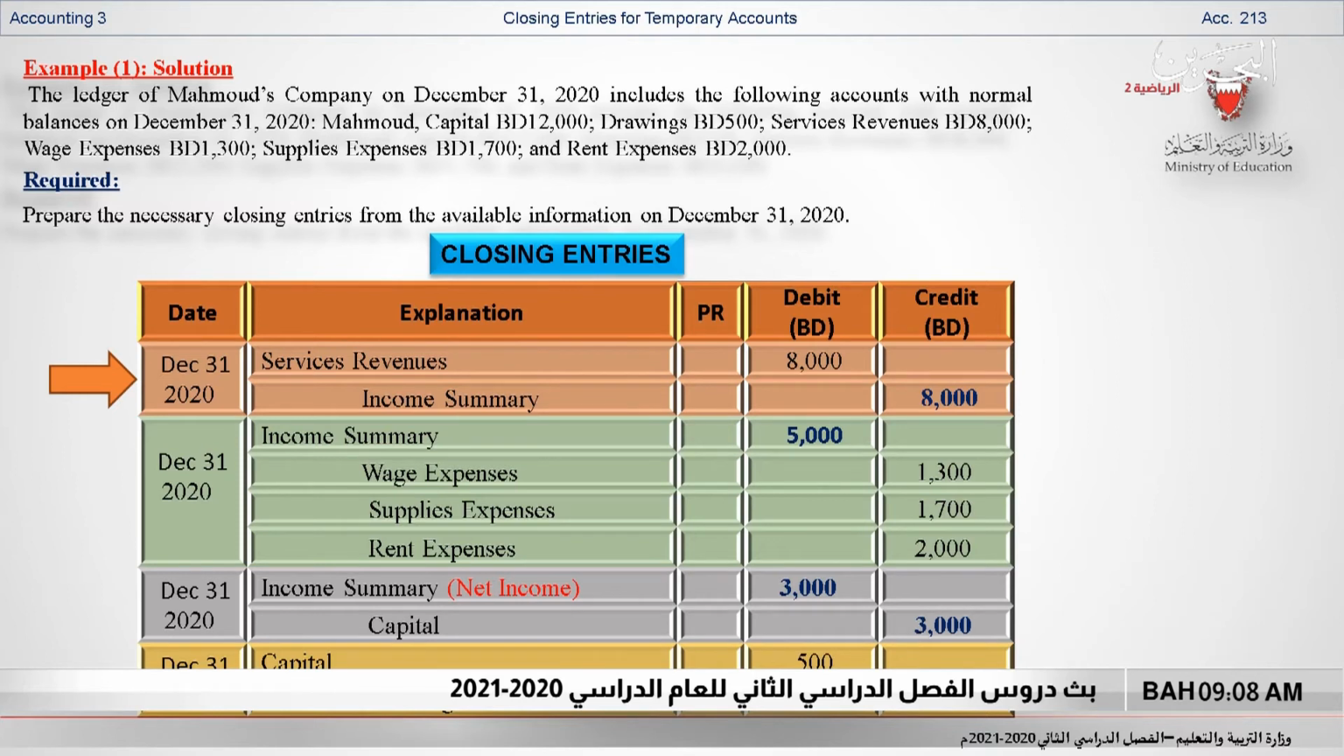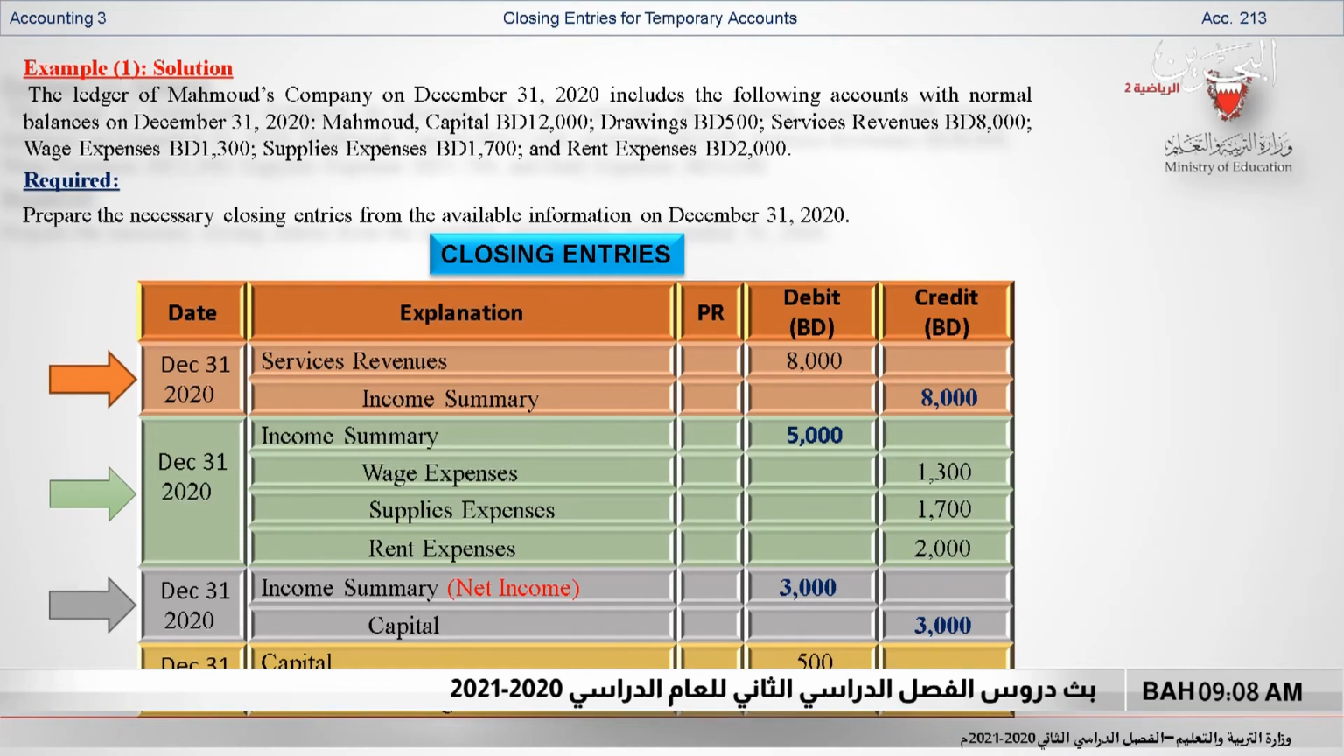The second step is to close the expense accounts. You have to prepare one journal entry that credits the expense accounts one by one as shown: wage expenses 1,300 BD, supplies expenses 1,700 BD, and rent expenses 2,000 BD, and debit the income summary account by the total of 5,000 BD, which is the sum of all expense accounts.